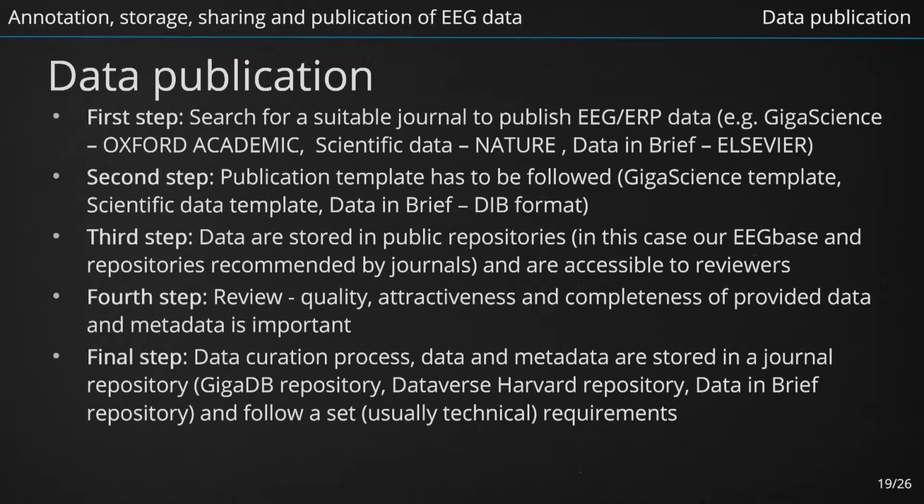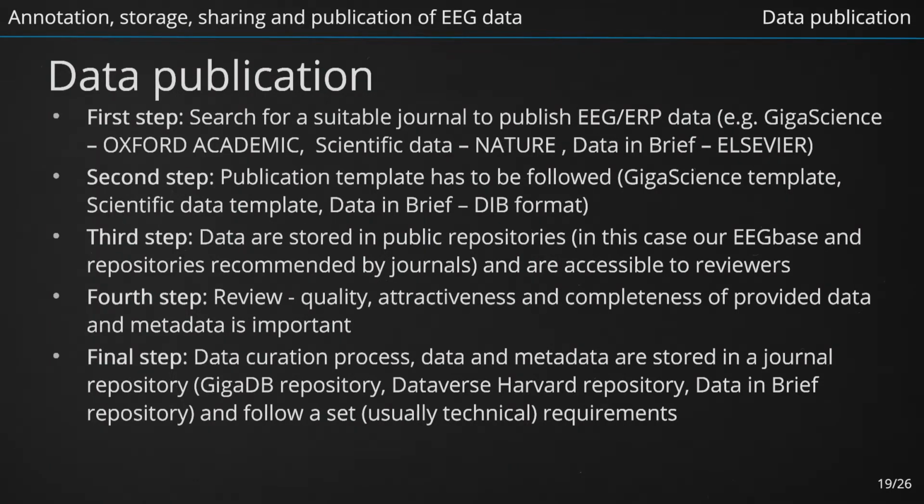The publishing process itself consists of several steps. Many of them are similar to common publication process. The first step is searching for a suitable journal that is willing to publish EEG or event-related potential data. Since these data are still relatively rare and not easy to collect in large quantities, the journals we have already mentioned have interest in them in general.